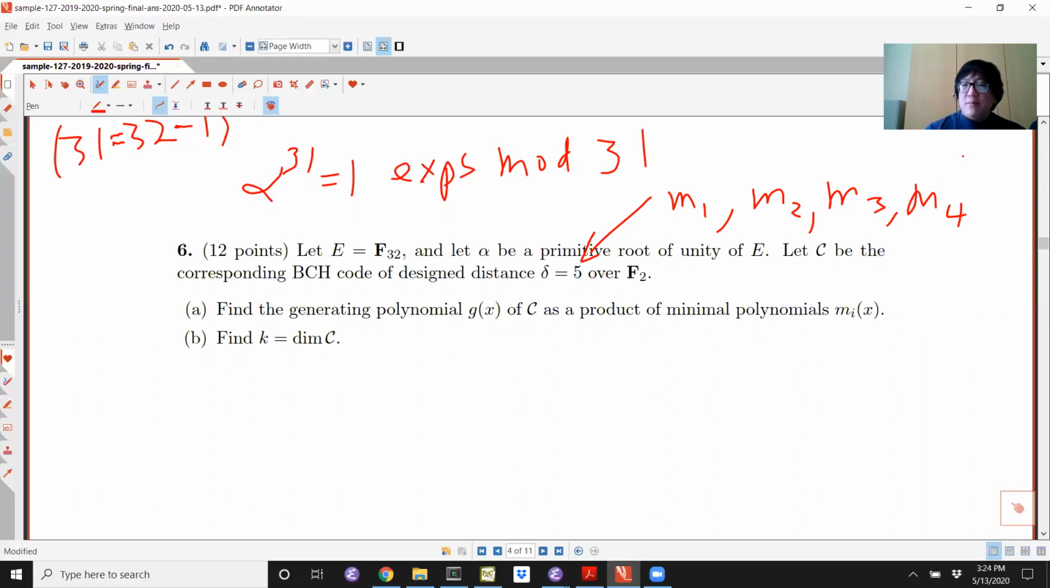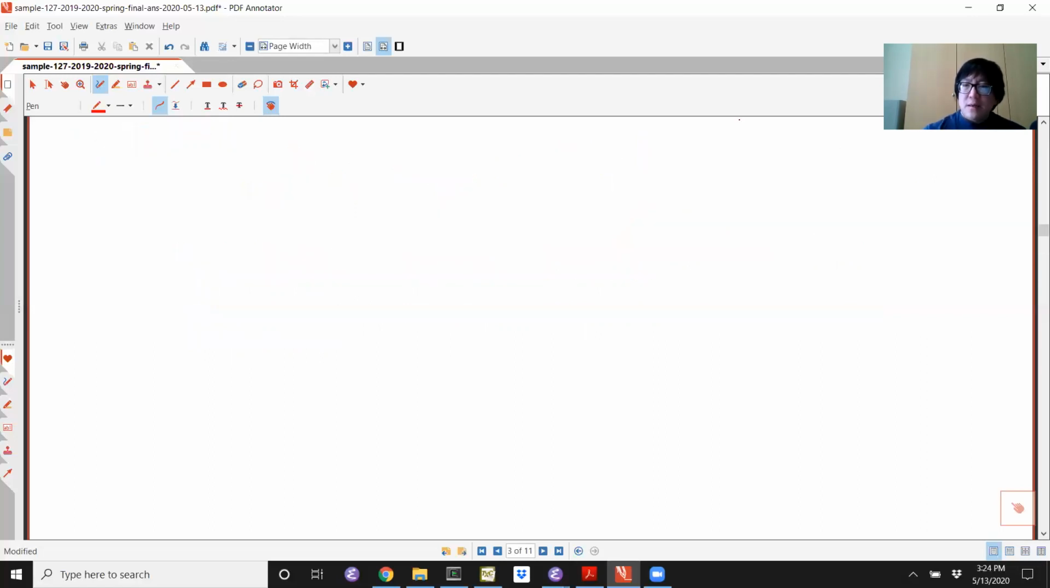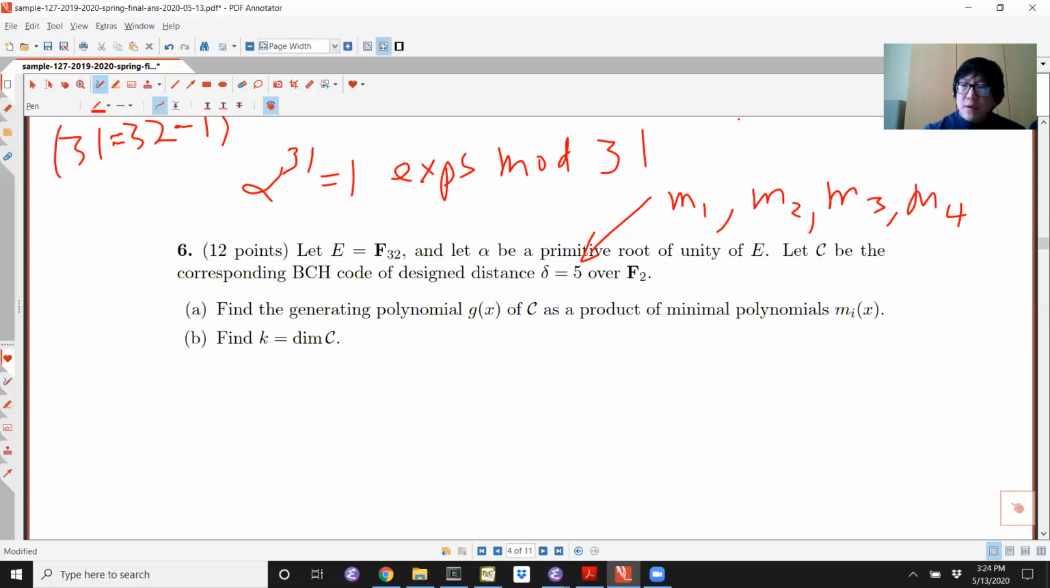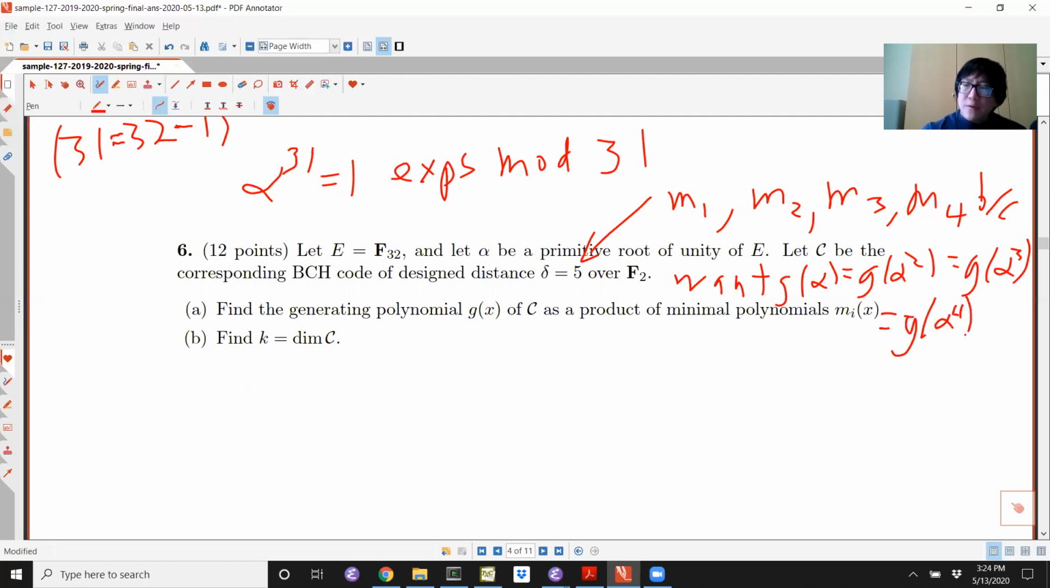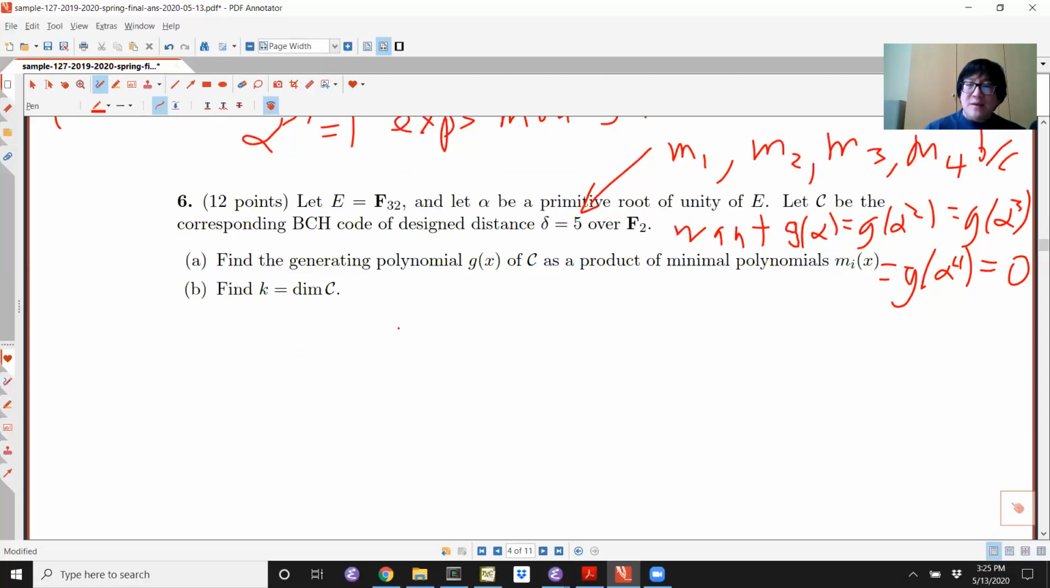Right, because what we want is G of alpha, G of alpha squared, G of alpha cubed, and G of alpha to the fourth all equal to 0. Because all those powers of alpha are roots of our generator polynomial G, that means the minimum distance of G is at least 5. That's a fact. So find the generating polynomial G of C as a product of minimal polynomials M sub i of x.